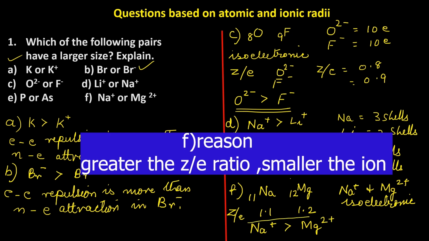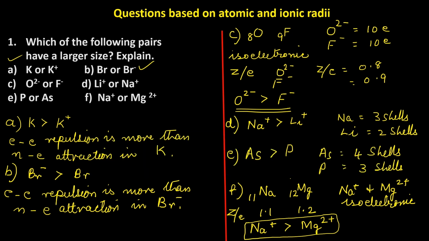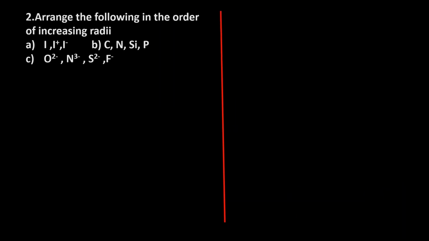Greater the Z/e ratio, smaller will be the size of the ion. So for isoelectronic species, the Z/e value can be taken as a criterion. Across the period, when the nuclear charge increases, ionic size decreases. But down the group, when nuclear charge increases, ionic size increases. Please remember these details. Let us pass on to the second question.